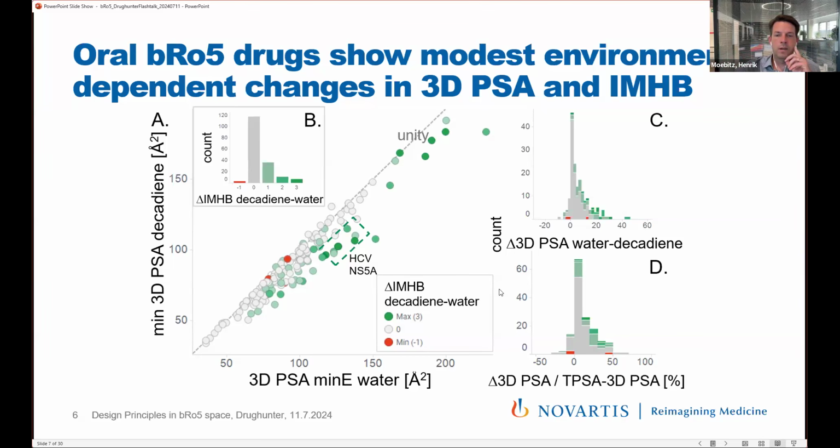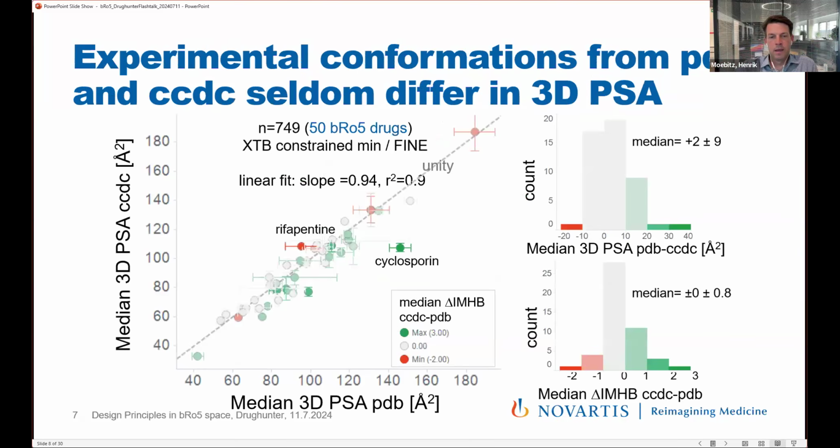But of course, you might object, these are just computed conformations. We don't have solution conformations. So what about experimental conformations? This is the same comparison on the next slide between PDB conformations and CCDC conformations as proxies for polar and apolar environments. And you see the same thing. So it's a near unity correlation.